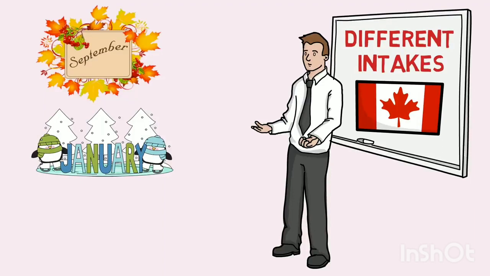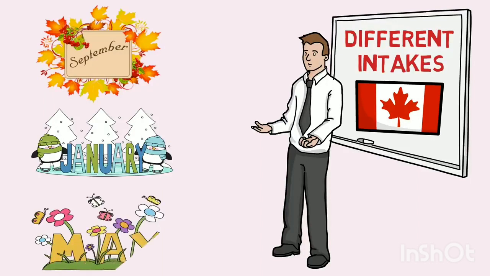Now the last one is the spring intake or the summer intake. This is also known as the May intake. This is the least preferred intake of all the intakes available here in Canada. Not many colleges offer a course during this spring session, and the ones that offer are very few. So you now know that the main intake is the September intake, but there are other intakes as well.